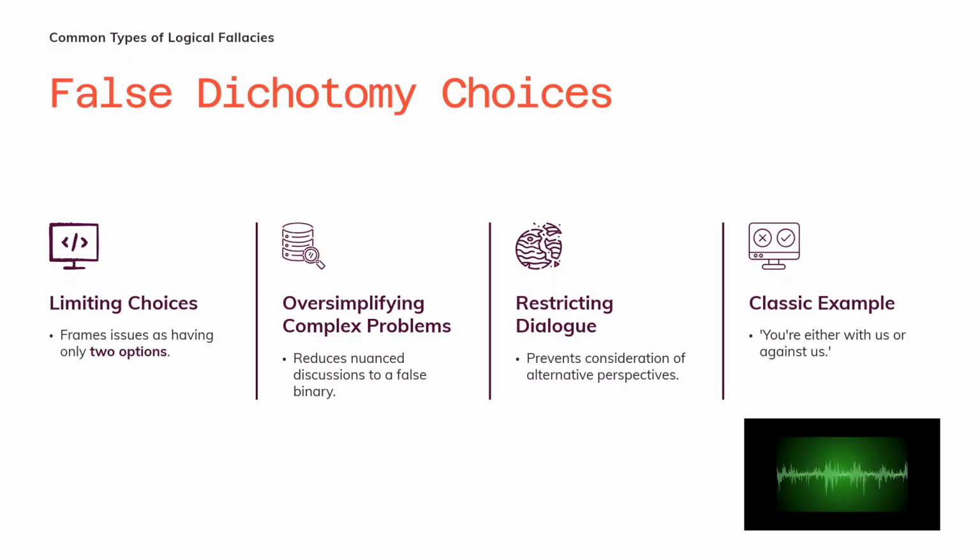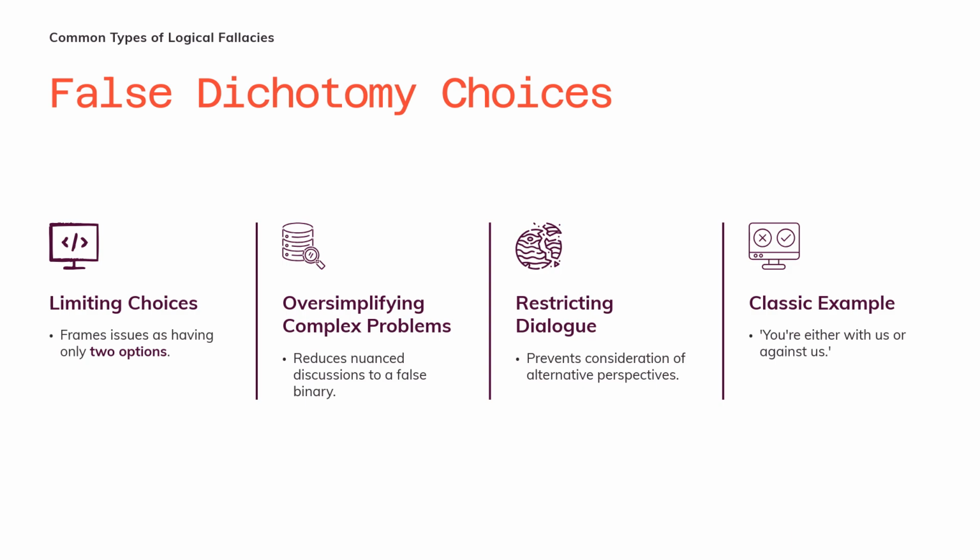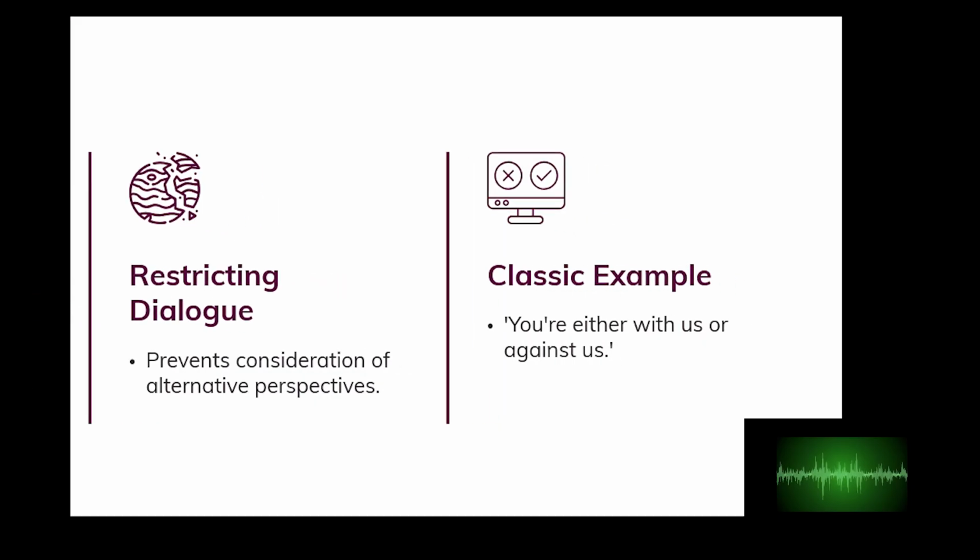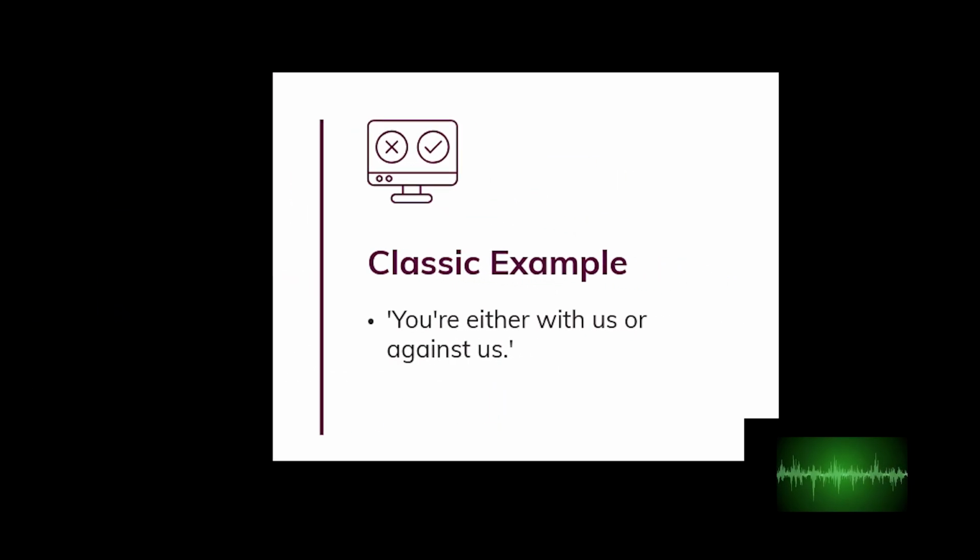False dichotomy. A false dichotomy, or false dilemma, presents a situation as having only two alternatives when, in fact, there are more options available. This oversimplification can lead to poor decision-making and restricts the discussion. Example: you're either with us or against us. This statement ignores the possibility of neutral or alternative positions, forcing individuals into a binary choice.